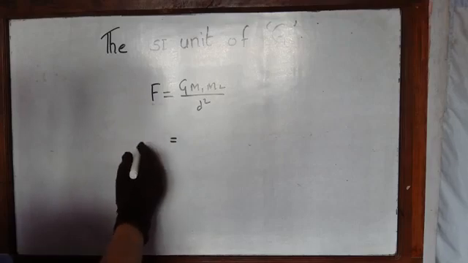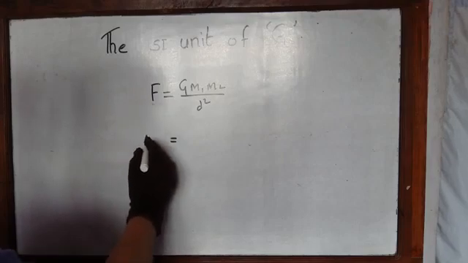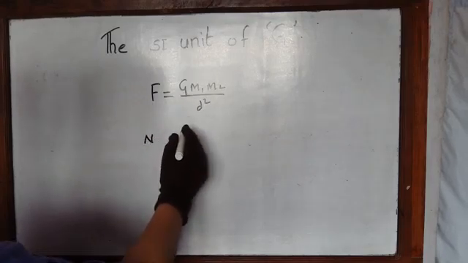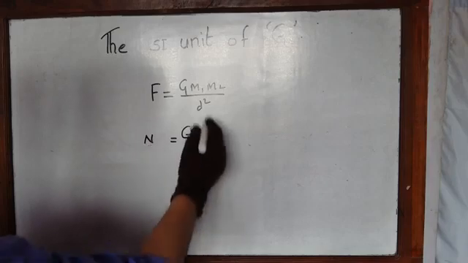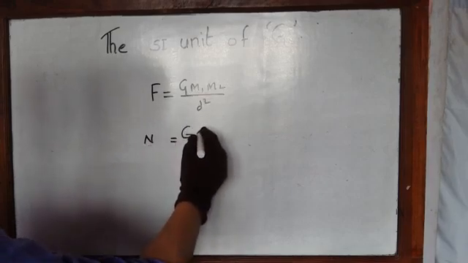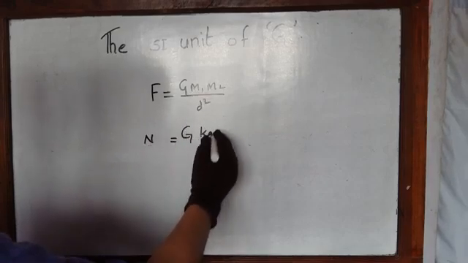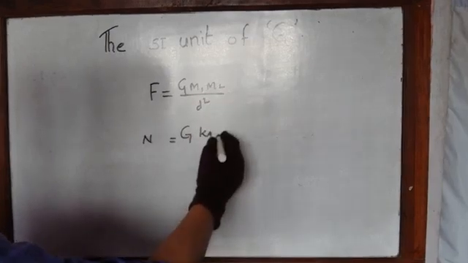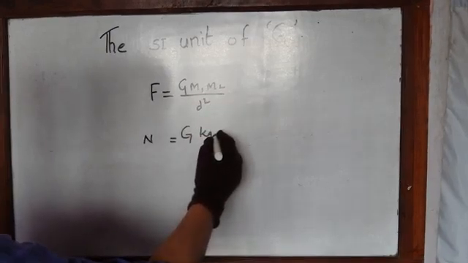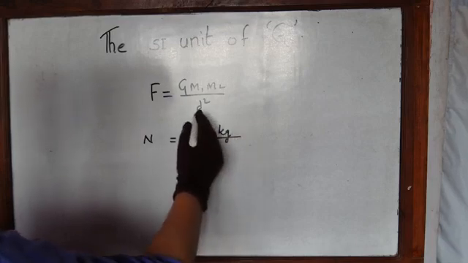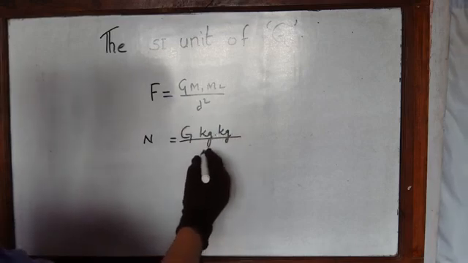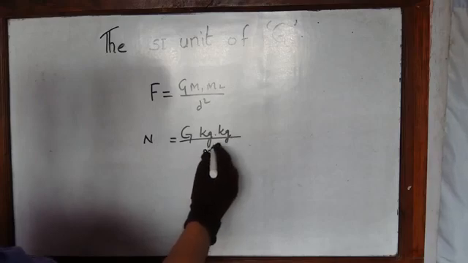Say force. The unit of force is Newton. We have here G. G is a physical quantity, and we have to find its unit. So we don't know what its unit is. Newton is the unit of force. m1 is the mass, and the unit of mass is kilogram. Again we have m2, which is also mass, and the unit of m2 is also kilogram. And then we have the squared distance. The SI unit of distance is meter, and since it is squared, we write m square.